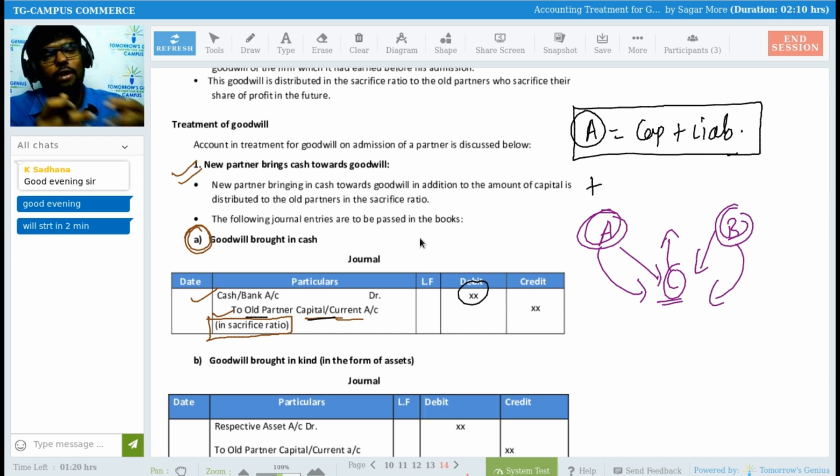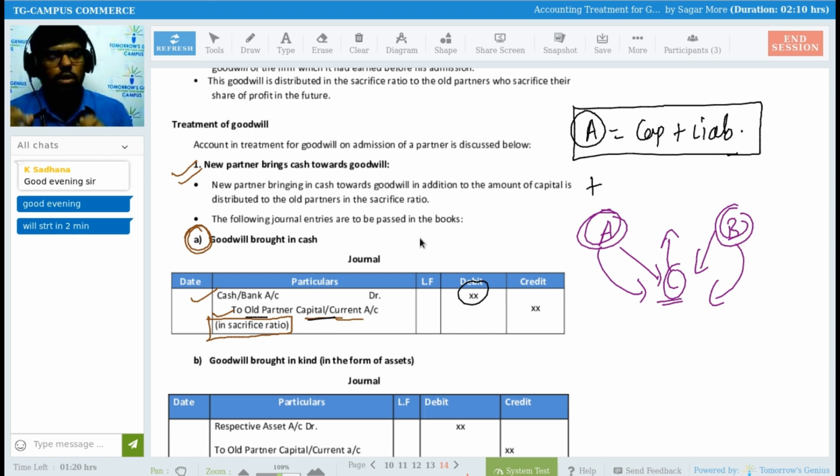So now C needs to compensate for whatever sacrifice was made by A and B. That compensation is nothing but providing goodwill, right? That goodwill amount brought in by the new partner into the business will be shared by A and B in their sacrifice ratio, because A and B sacrificed for C. Whatever goodwill amount is brought in by partner C, the new partner, will be shared by A and B between themselves as per how much they sacrificed, right?